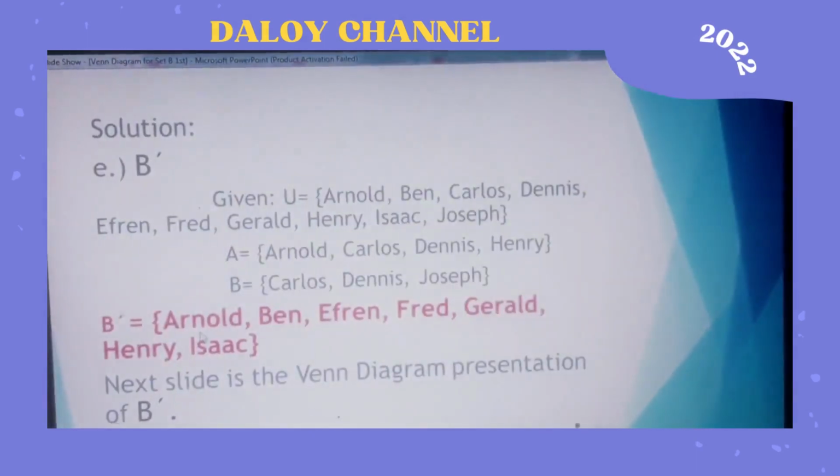Next, for B complement. So we directly compared set B to the universal set, considering the names of Carlos, Dennis, and Joseph. So just eliminate the common elements of B in the universal set, and the remaining would be the complement. So the complement of B are the names of Arnold, Ben, Efren, Fred, Gerald, Henry, and Isaac.